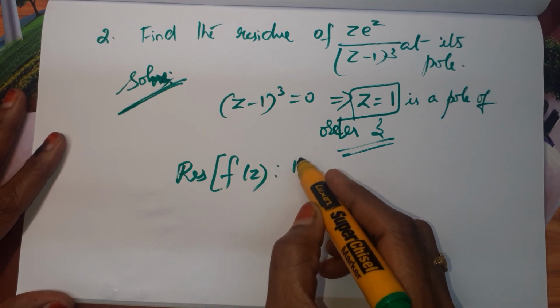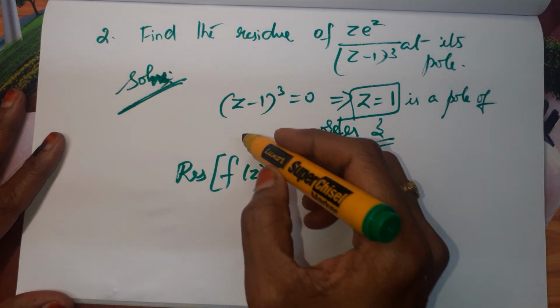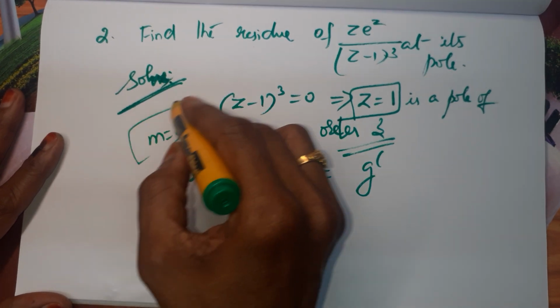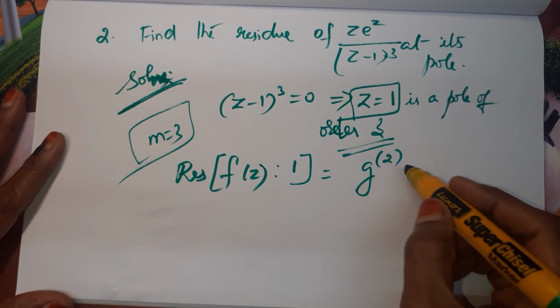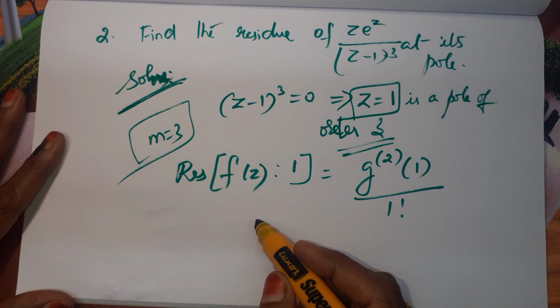So residue of 1, right? Which is equal to, already we know, no, g of m minus 1. Here m equal to 3. m minus 1 means 2 of 1 by 1 factorial. First we have to find what is g of z.